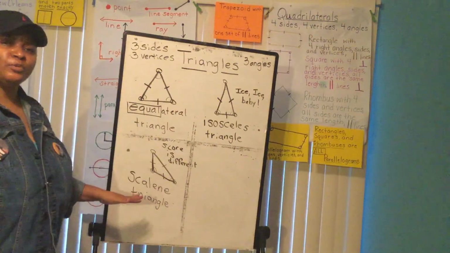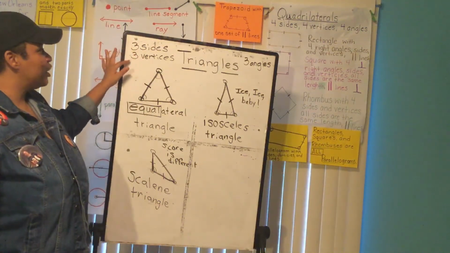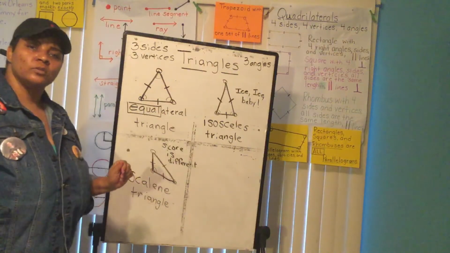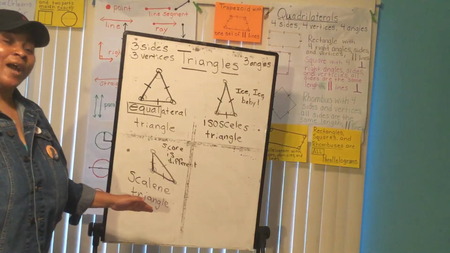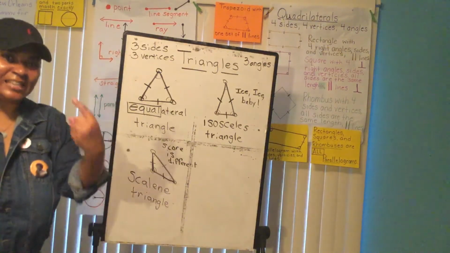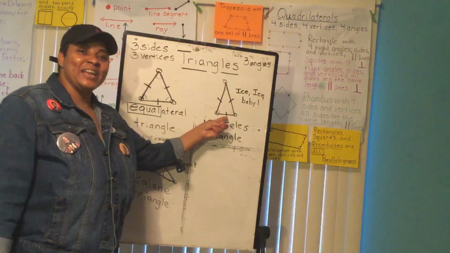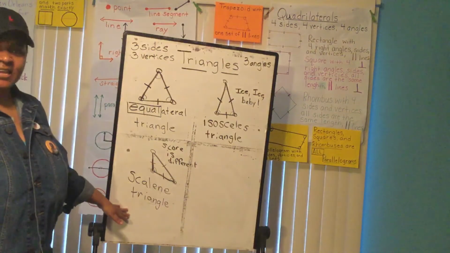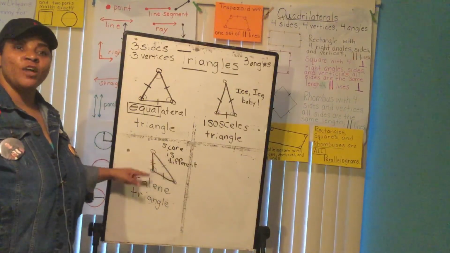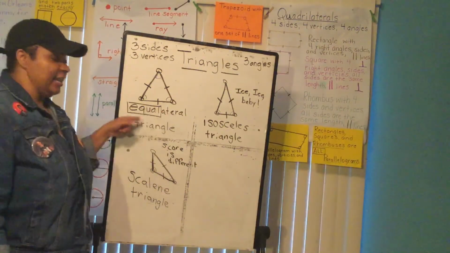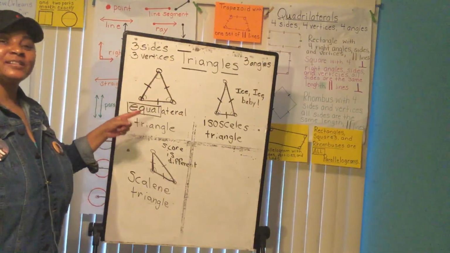Look over your notes and what you have down. We moved on to triangles. I know they have 3 sides, 3 vertices, and 3 angles. We've just learned about 3 types of triangles, 3 ways to describe them. Isosceles, ice, ice, baby. 2 sides are the same. 1 side is different. Scalene, the score is different. None of the sides are the same. Equilateral, I see the word equal. All the sides are the same.